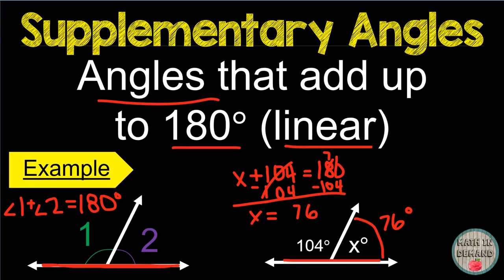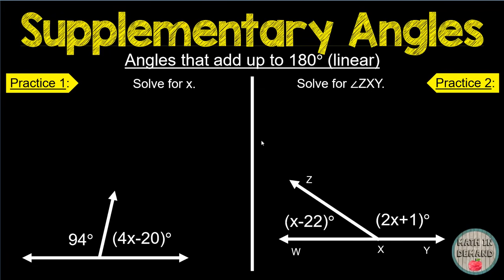Okay, let's look at some more problems with supplementary angles. So down here, I can see that I am dealing with supplementary angles where 94 degrees and my 4x minus 20 form a straight line. That tells me that it is equal to 180 degrees. So I'm going to write my equation. My equation becomes 4x minus 20 plus 94 equals 180.